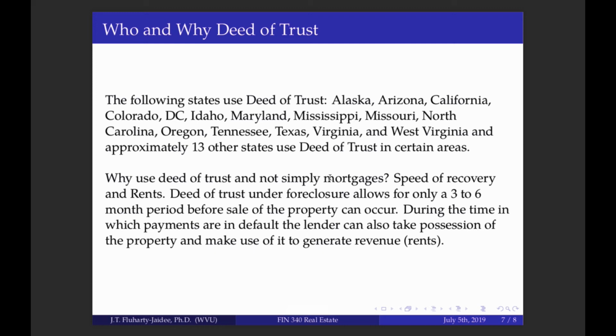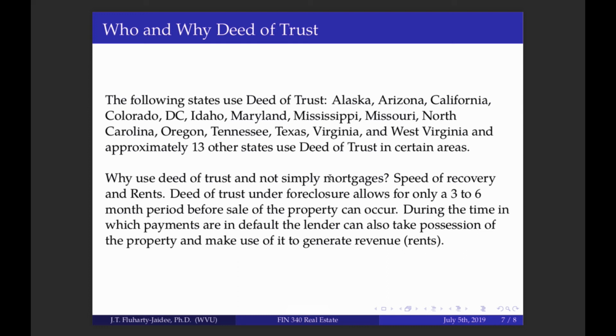Under deed of trust, because a trustee is maintaining ownership of the deed of title, you don't have to go through an additional process, the court, to make sure that they have the right to possess the title. The trustee makes sure that they have the right to possess the title under deed of trust if there is a foreclosure proceeding. Under mortgage, you have to go through the court in order to make sure that the mortgage company has the right to repossess the title.